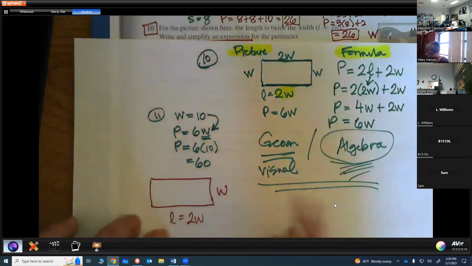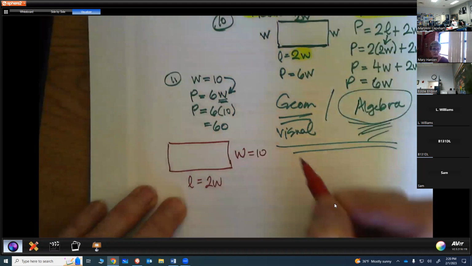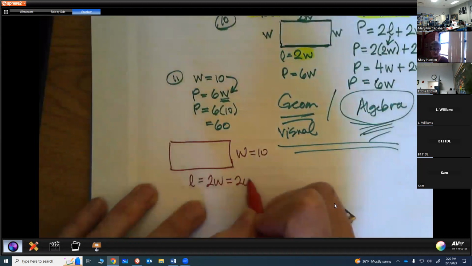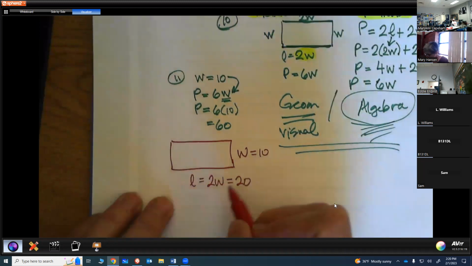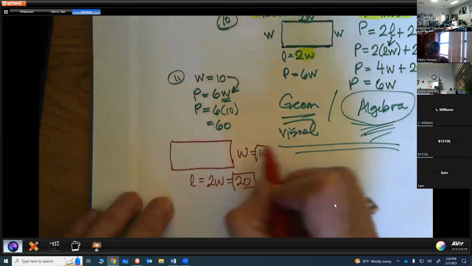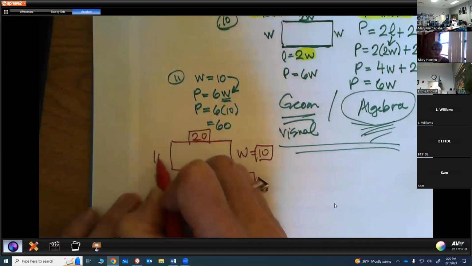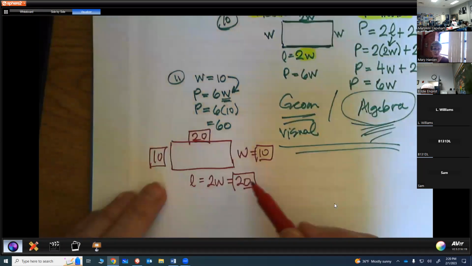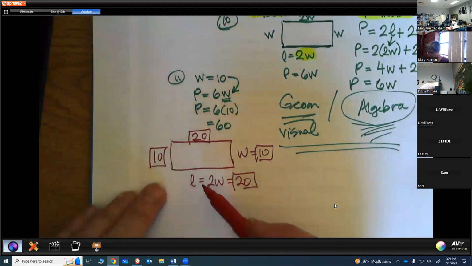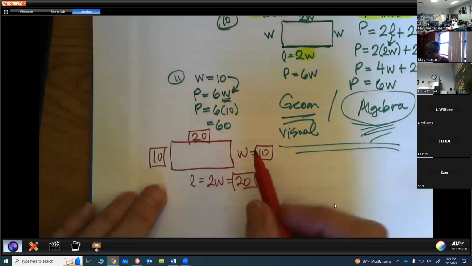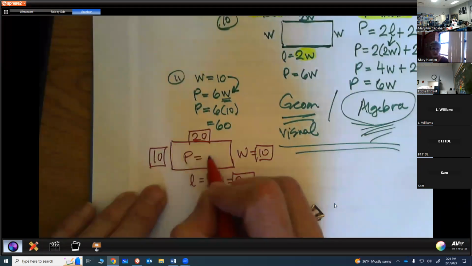And we could say, okay, I know W is 10. And then that means 2W is 20. And so my side lengths are 20, 10, 20, and 10. And if I add those all together, 20 plus 20 is 40, plus 10 is 50, plus 10 more is 60.